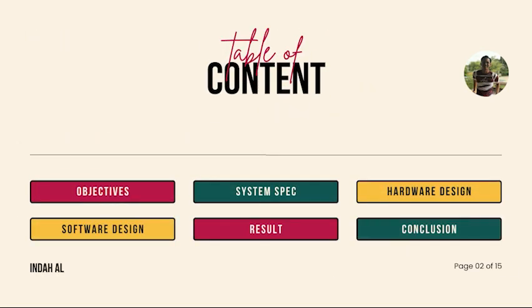Our presentation will include 6 parts. The first one is objectives of the project. The second one is system specification. The third one is hardware design. Next is software design. Then is the result of the project. And lastly is the conclusion of the project.